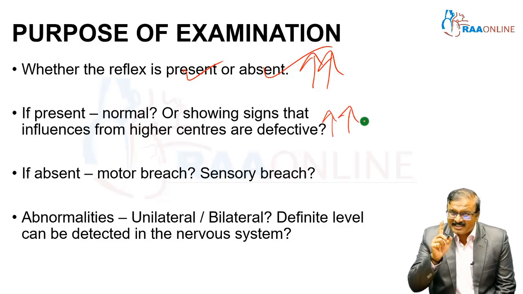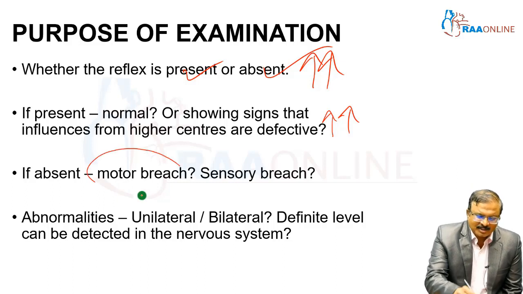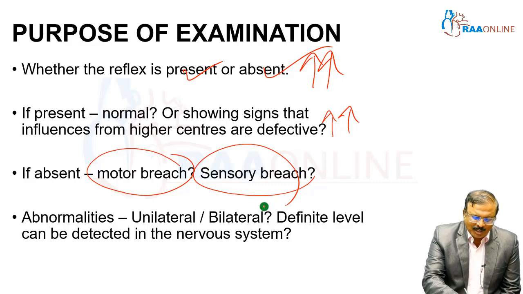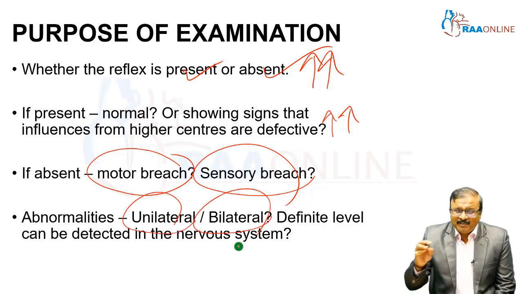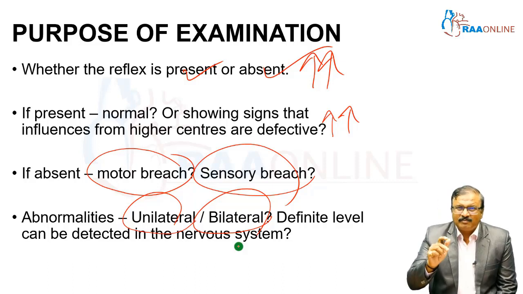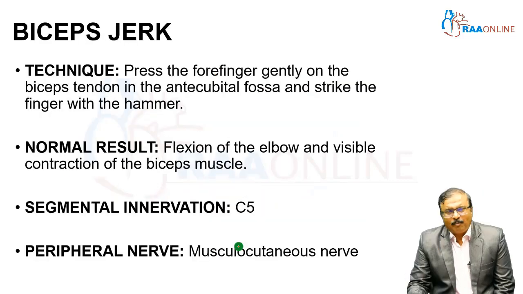If it is absent, you have to look for whether there is a motor involvement or a sensory involvement. The abnormalities can be unilateral or bilateral. The definite level can be detected in the nervous system. For DTR, we have a reflex arc and the root involvement, which will tell us the level, as in the biceps jerk.